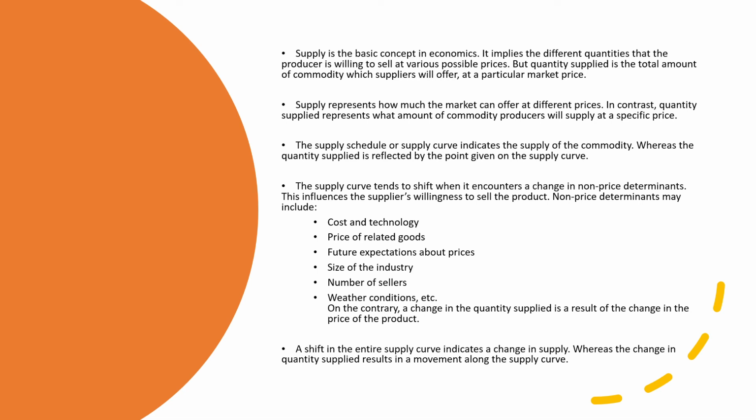The dividend is 200, sales revenue is 750, gasoline expense is 50, depreciation expense for tools and equipment is 50, then depreciation expense of truck is 250, and the total of both is $22,200. So the supply curve tends to shift when it encounters a change in non-price determinants. This influences the supplier's willingness to sell the product. So non-price determinants may include the cost and technology, price of related goods, future expectations about prices, size of the industry, number of sellers, weather conditions, etc.